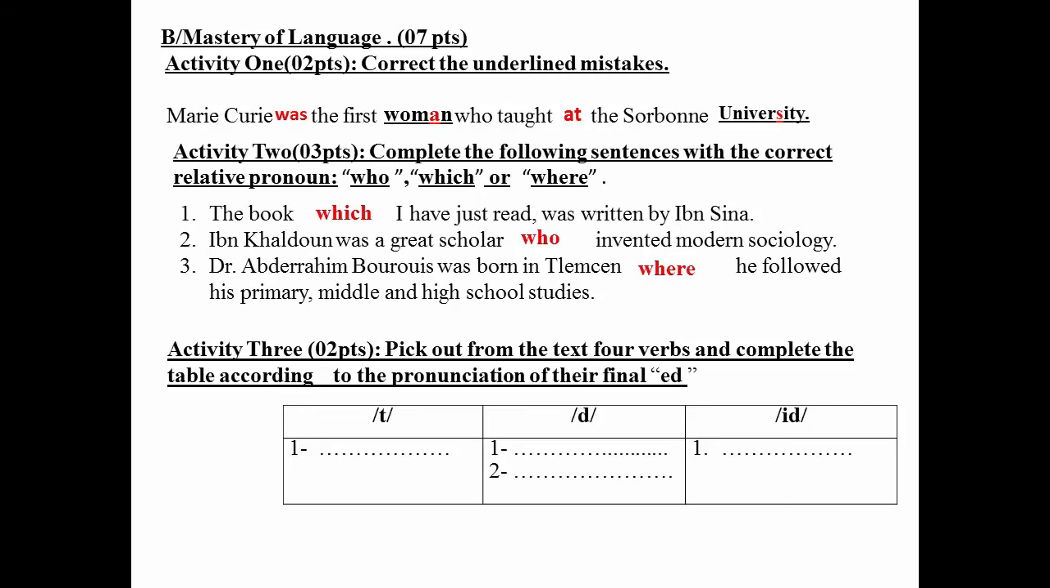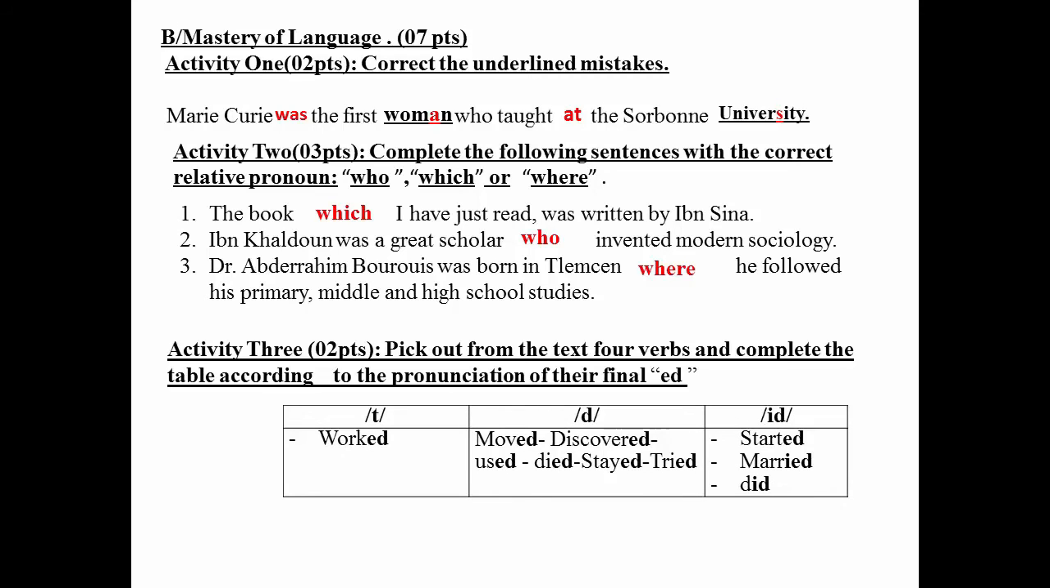So the correct relative pronoun here is where, because تلمسان is a place. Okay, good. Now let's correct activity 3, in which you pick out four verbs from the text and complete the table according to the pronunciation of their final ed. So the verbs whose final ed sounds like /t/, /d/, and /id/. Here are possible answers. Good.